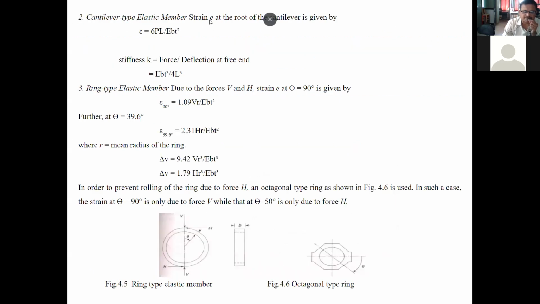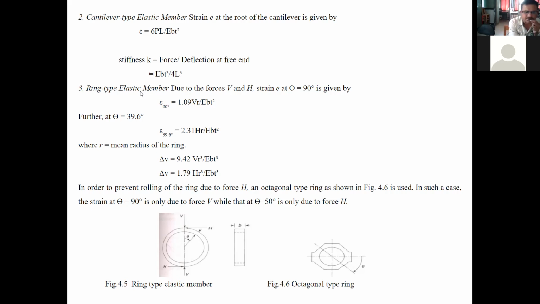Cantilever type elastic member: strain epsilon at the root of the cantilever is given by epsilon is equal to 6PL divided by EBT square, and stiffness K is equal to force divided by deflection at the free end. Therefore, K is equal to EBT cube divided by 4L cube.